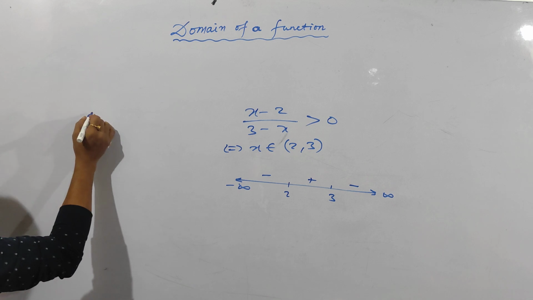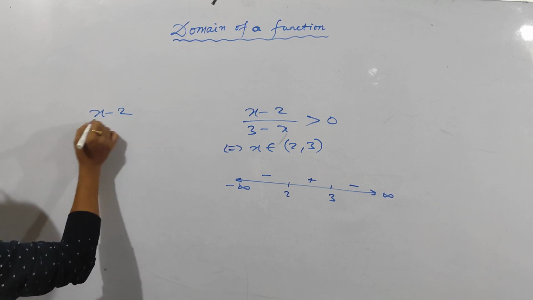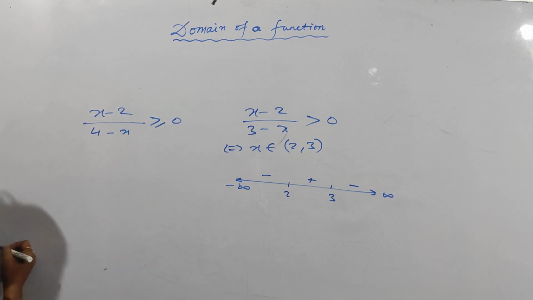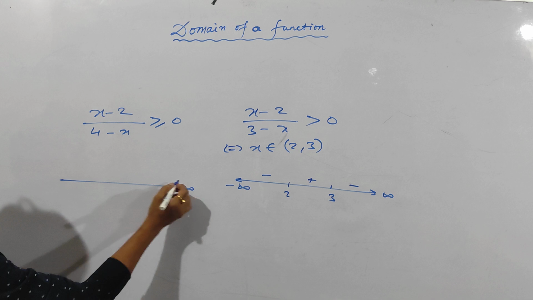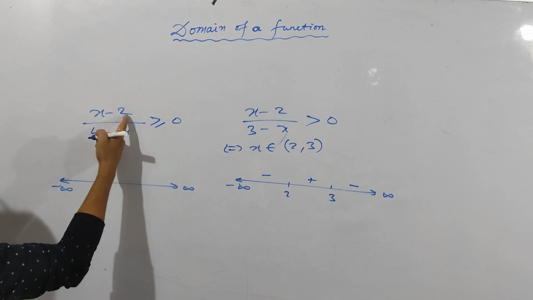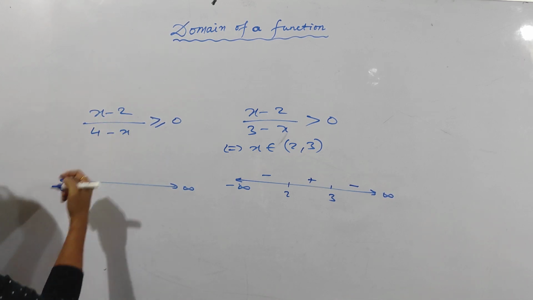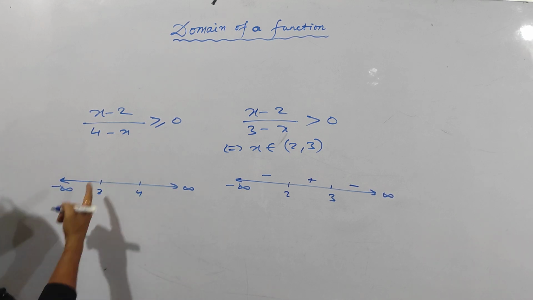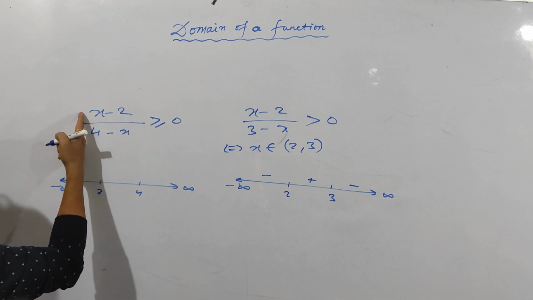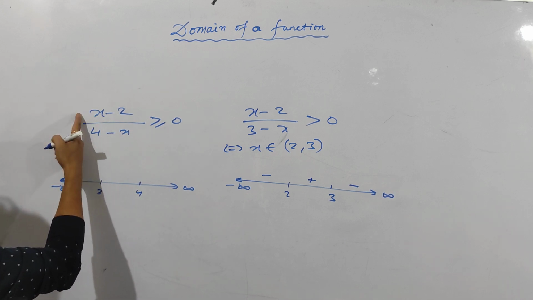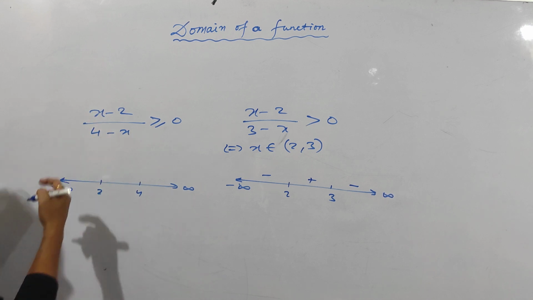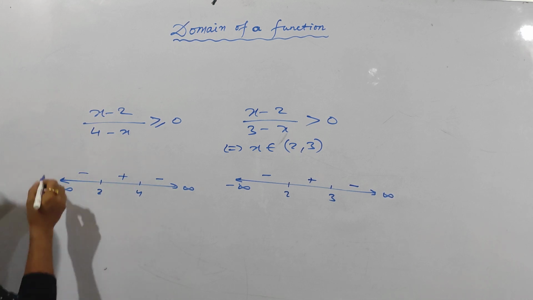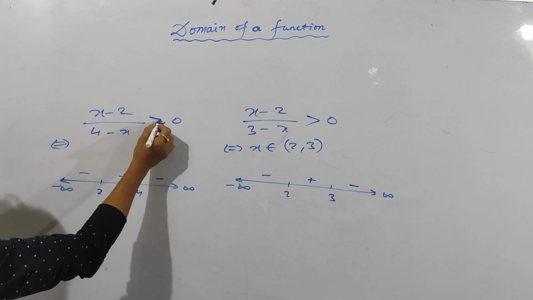Same type, another question I am giving you. (x minus 2) by (4 minus x) is greater than or equal to 0. Take the number line. This is infinity, this is minus infinity. x minus 2 equal to 0 means x is equal to 2, 4 minus x equal to 0 means x is equal to 4. So this is 2, this is 4. The coefficient of x is positive here, here the coefficient of x is negative. So positive by negative is negative. This is negative, this is positive, this is negative. And what is your requirement? First of all, positive.